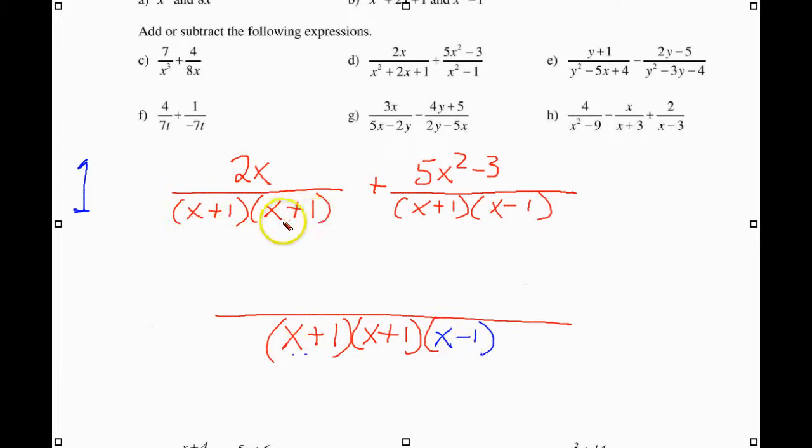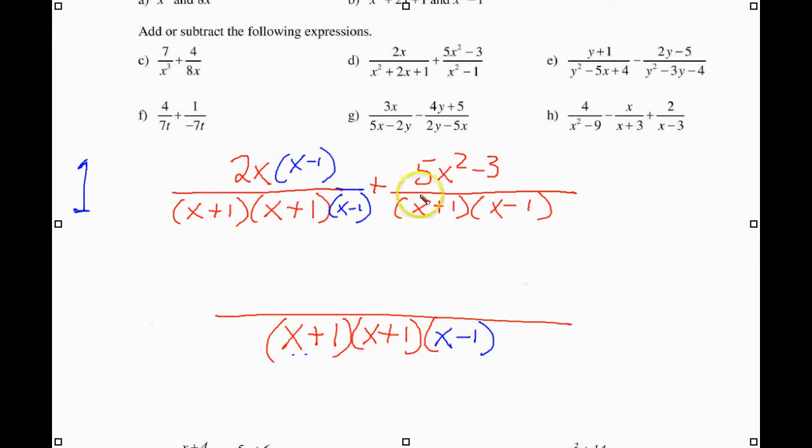Well, it has these already, so we have to multiply this fraction by 1 in the form of x minus 1 over x minus 1. So that's just a 1 there, but it will allow us to have a common denominator. And this one is missing what? Well, it has one of these, but it needs two of them.